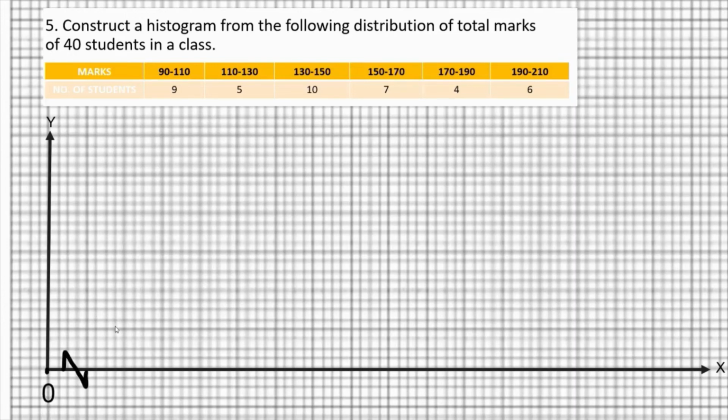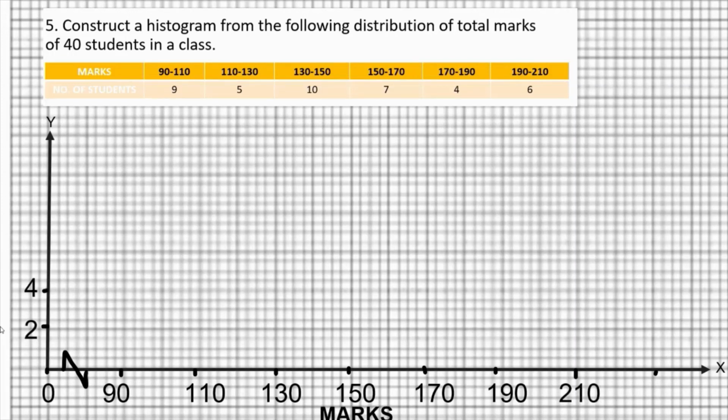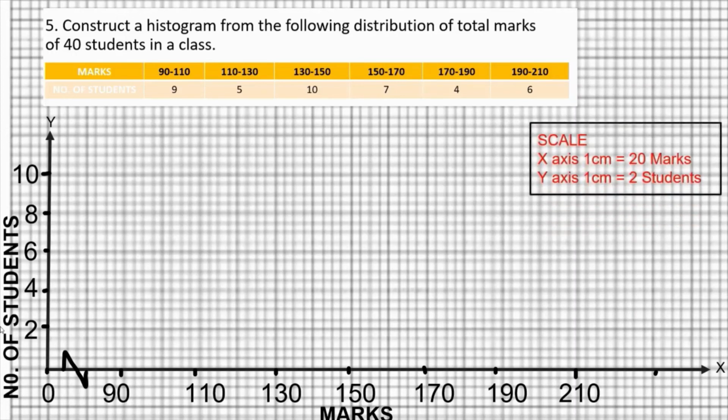As I said before, it's a kink, a zigzag. We mention this because the graph doesn't start from the origin: 90, 110, 130, 150, 170, 190, 210. Now for the y-axis, 2, 4, 6, 8, 10. This is number of students. Now we will see the scale. On the x-axis, 1 centimeter equals 20 marks. On the y-axis, 1 centimeter equals 2 students.